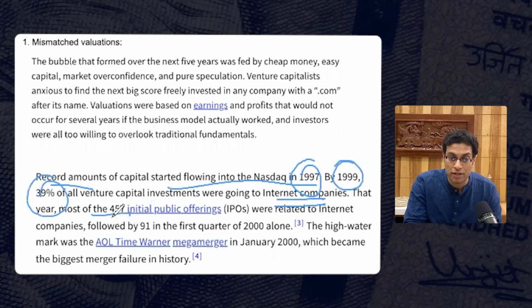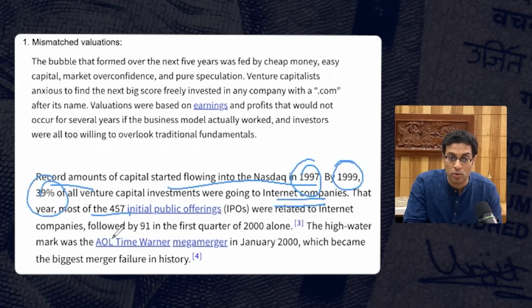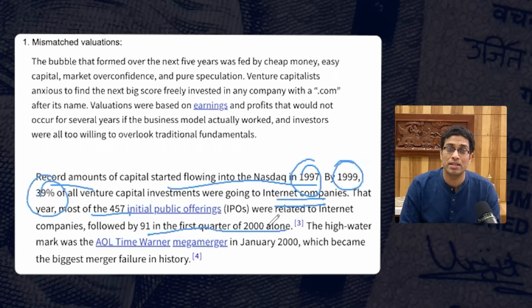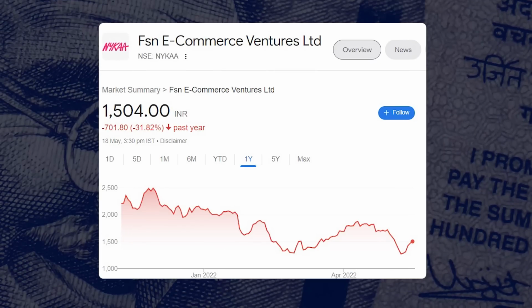That year, most of the 457 IPOs were related to internet companies, followed by 91 in the first quarter of 2000 alone. So in the total bubble period, 471 IPOs were launched which were tech oriented, which is a fairly big number given the year 2000, especially when the internet as a technology had not matured. Now something similar had happened in 2022, that you must have invested a lot of money in Zomato, Paytm, Nykaa, and a bunch of other IPOs, and most of these tech company IPOs were loss making.